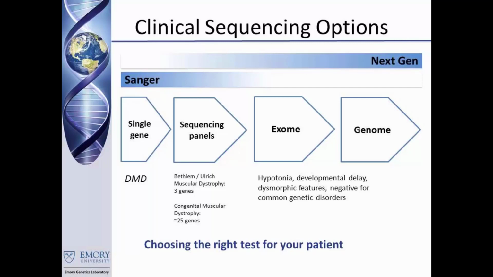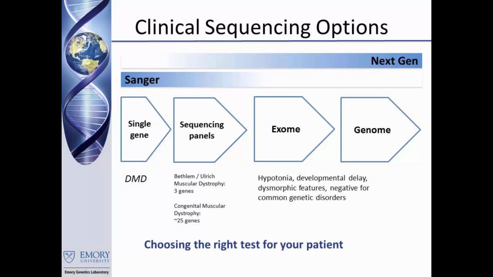I put an example of the DMD gene there because when a 3 to 4 year old boy comes in who has a Gowers sign, single gene testing is still relevant. There is no need to jump to exome and genome sequencing. And I think this is a very important point, because as technology advances, this misconception that everything is going to go to genome is probably not true.